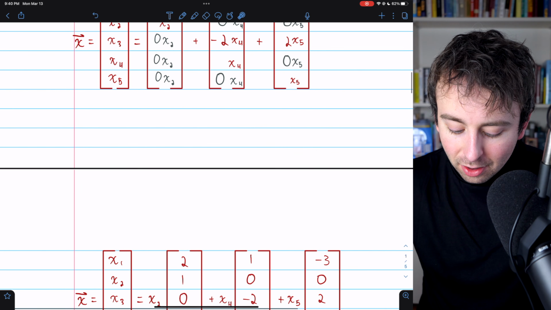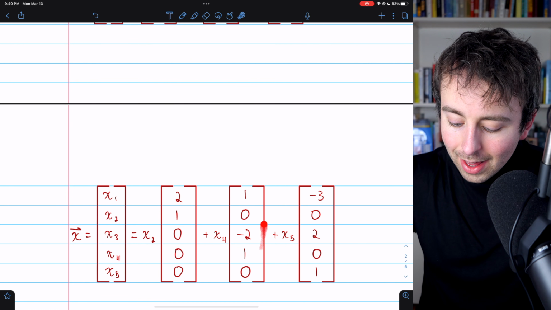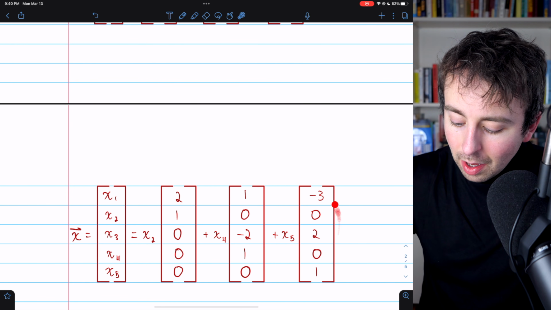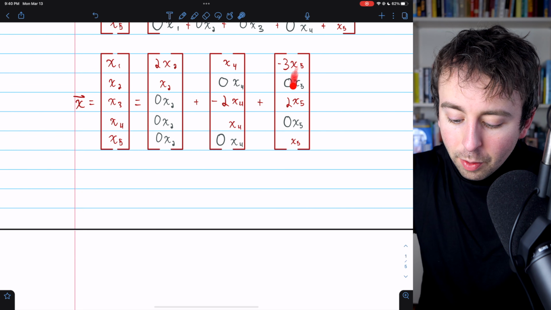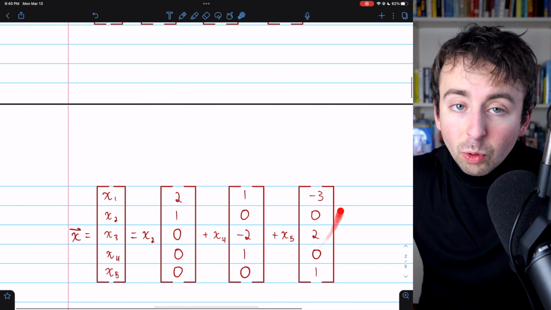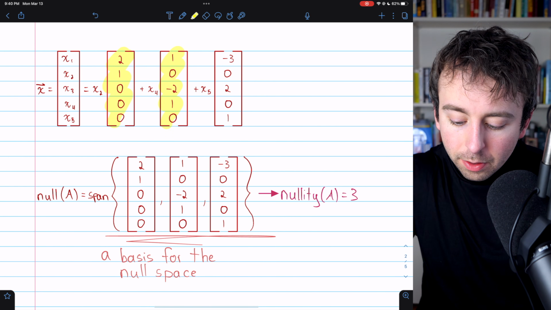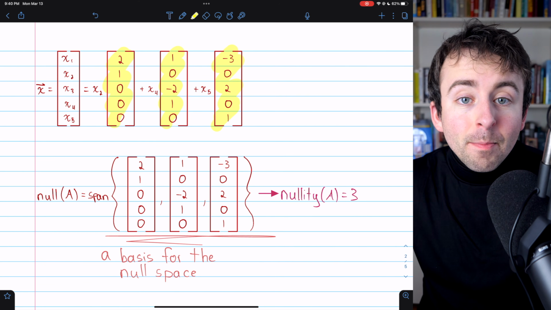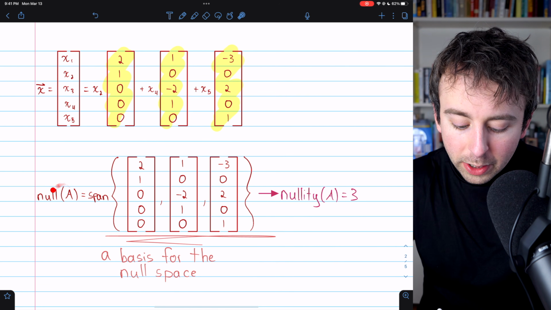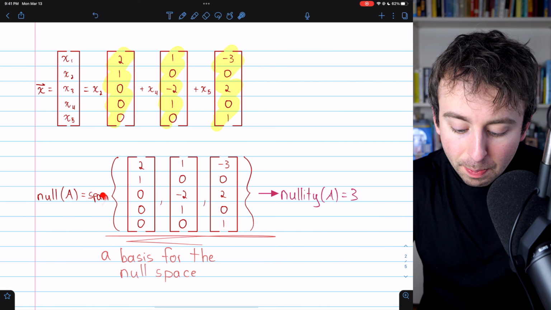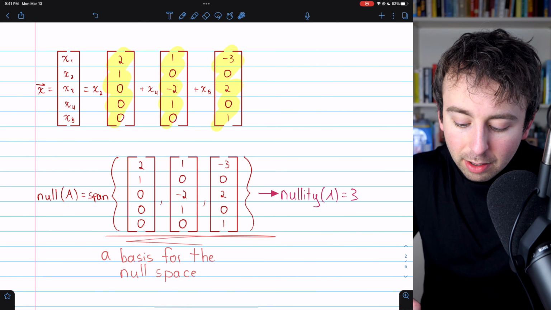So we pull the x2 out of the first column vector, which looks like this. We pull the x4 out of the second column vector, and pull the x5 out of the third column vector. Again, we just took these and pulled the free variables out, and this is what's left. And now we're done. It is these three column vectors, now that we've pulled the variables out, that make up a basis for the null space. So the null space of our original matrix A is the span of these three column vectors.